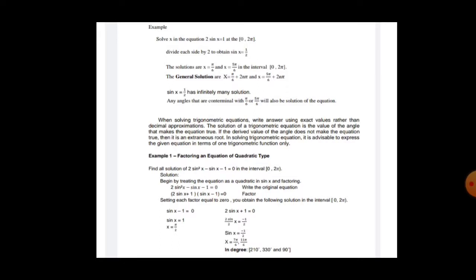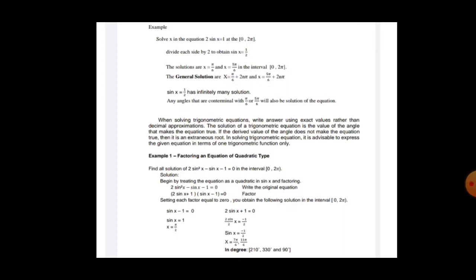In solving a trigonometric equation, it is advisable to express the given equation in terms of one trigonometric function only. Example 1. Factoring an equation of quadratic type. Find all solutions of 2 sine squared x minus sine x minus 1 is equal to 0 in the interval 0 and 2 pi. Solution. Begin by treating the equation as a quadratic in sine x and factoring.